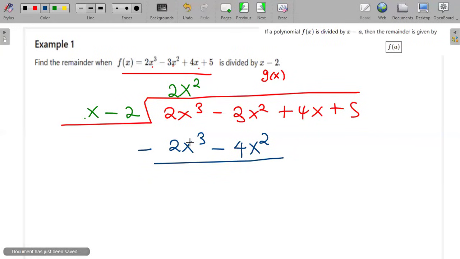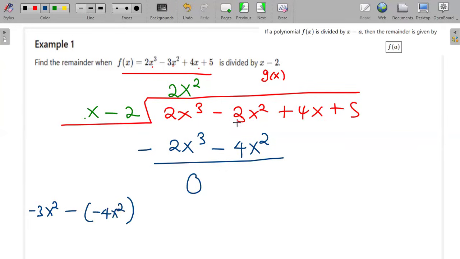So 2x to the power 3 minus 2x to the power 3, this will be 0. And then here, careful with the negative signs. So it's minus 3. So I'll write it down here. Minus 3x squared, and then minus minus 4x squared. So always be careful with the signs. It's better you write it on the side like this and then you find. So this will be minus 3x squared. And then negative multiplied by negative will be plus 4x squared. So you see here, this is just the same as 4x squared minus 3x squared, which will just be what? x squared. So here I'm just going to write plus x squared.